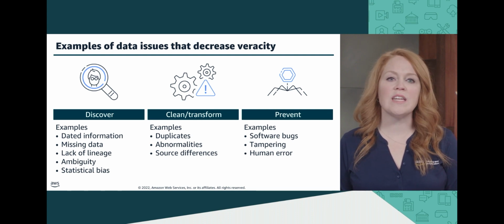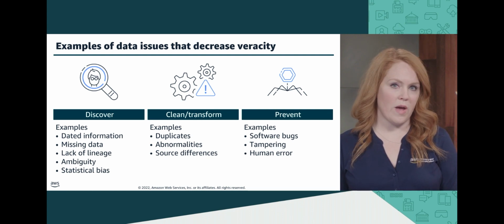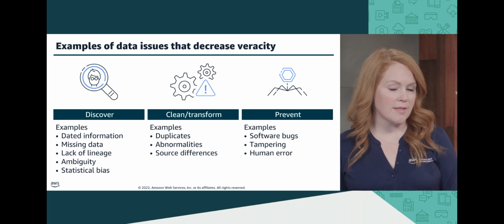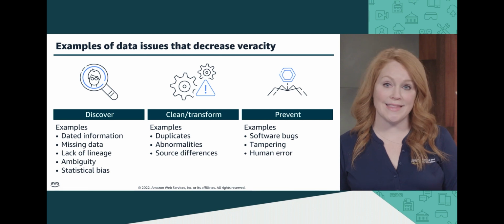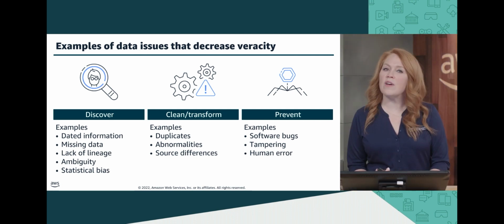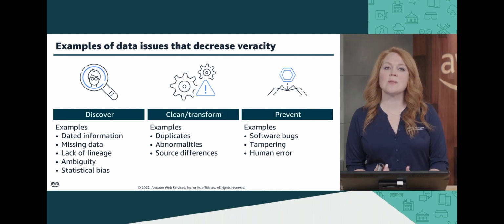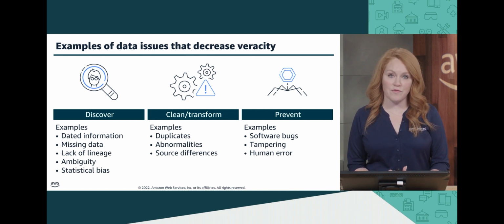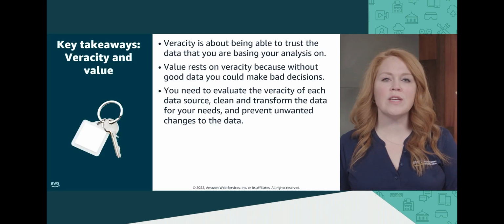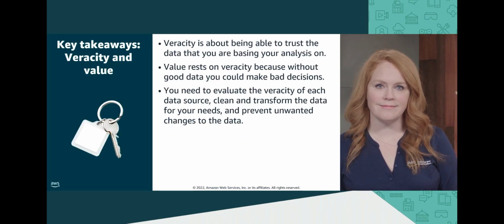You also want to prevent unwanted changes, whether they are an intentional disruption such as a hack, or a mistake made by someone who has access to update the data. Even where you can't prevent mistakes, introduce appropriate data audits so that you can maintain lineage of the data after it's in your pipeline. Here are a few key points to summarize this section.